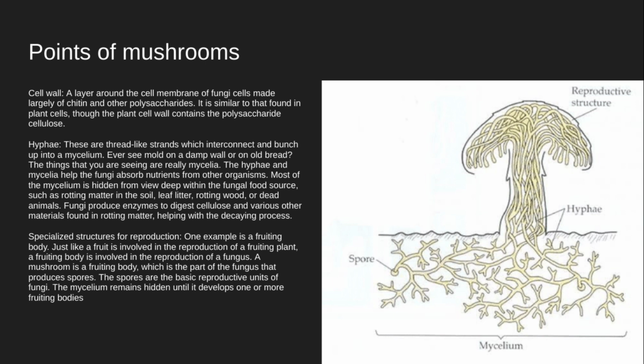Specialized structures for reproduction, one example is a fruiting body. Just like fruit is involved in the reproduction of a fruiting plant, a fruiting body is involved in the reproduction of a fungus. A mushroom is a fruiting body, which is part of the fungus that produces spores. The spores are the basic reproductive units of fungi. The mycelium remains hidden until it develops one or more fruiting bodies.